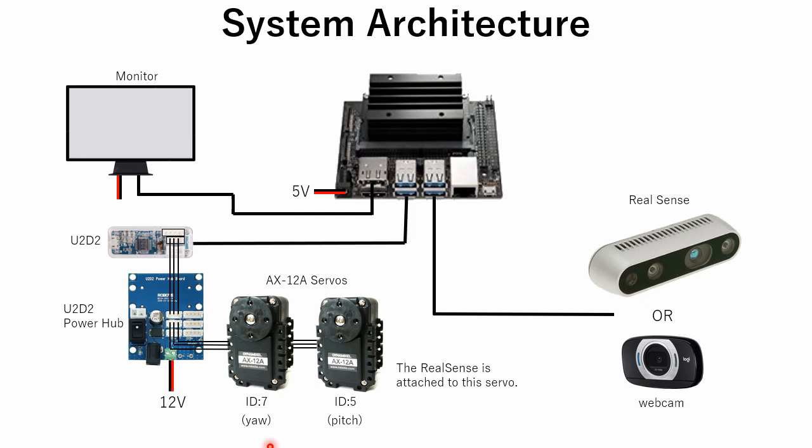Now let's see the system architecture. As an actuator, we are using Dynamixel servos. These servos are commonly used for robots and there is a lot of reference documentation about them. Also, we are using U2D2 as USB communication converter that enables us to control and operate Dynamixel servos. Since U2D2 itself cannot supply power to servos, we are using U2D2 Power Hub as power supplier. Note that we need 12 volts for servos and 5 volts for Jetson Nano.